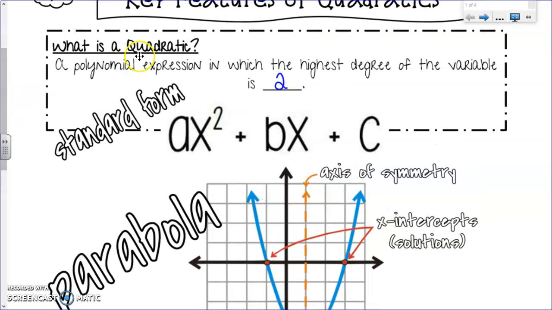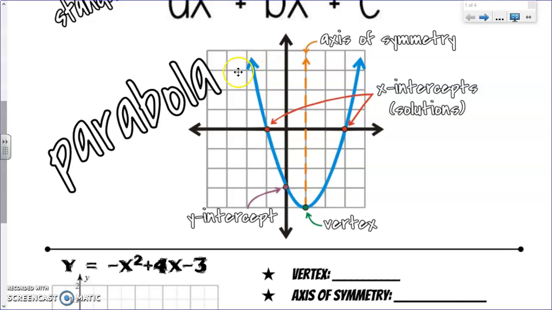So we've been dealing with quadratics. What is a quadratic? A polynomial expression in which the highest degree of the variable is 2. Okay, standard form, ax squared plus bx plus c. And then this is called a parabola. Okay, we've talked about that before also.